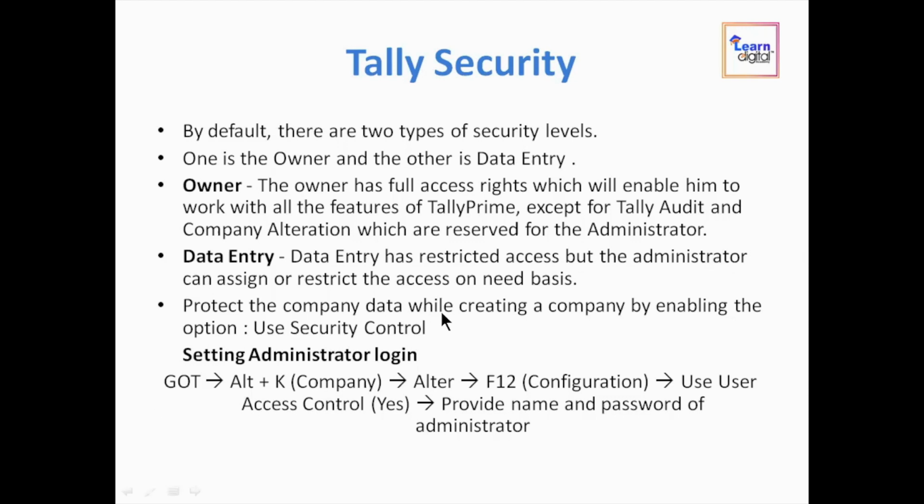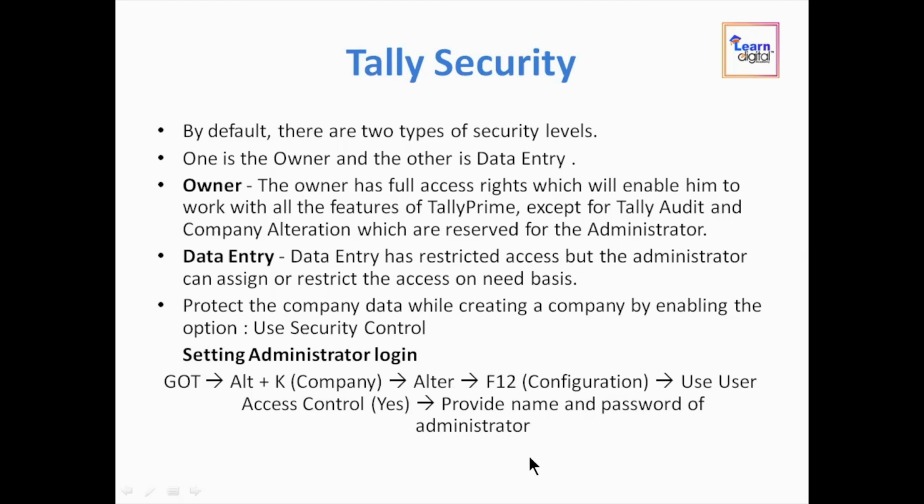Protect the company data while creating a company by enabling the option use security control. So how to provide security, how to start with security, setting administrator login: go to Gateway of Tally, press Alt K, that is the company menu, select the alter option, then press F12 configuration, where you have to enable the question use user access control, yes, and provide the name and password of the administrator.